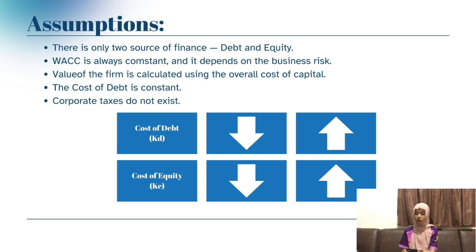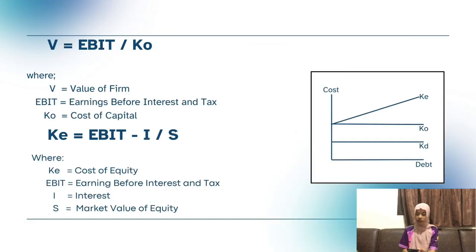Here sa table, we have the cost of debt, KD, the cost of equity, KE, which shows that decrease in cost of debt will cause to decrease the cost of equity. Tapos, increase in cost of debt will increase the cost of equity. To further explain it, next slide tayo. Here's a graph and the formula.